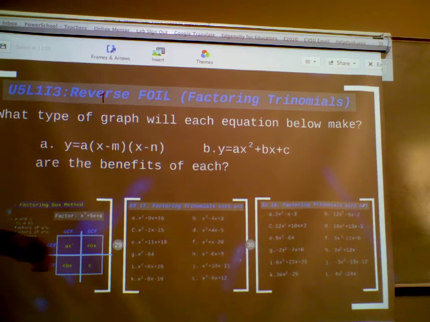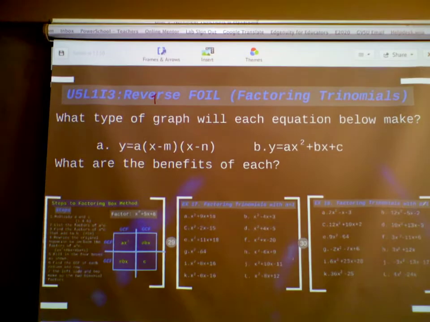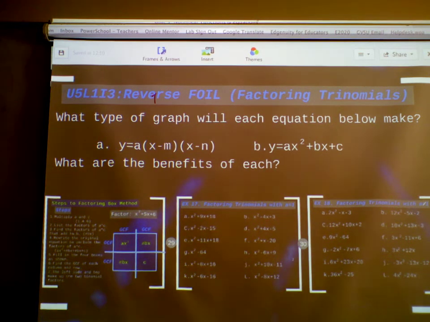So today, Unit 5, Lesson 1, Investigation 3. I wrote reverse FOIL, but it's really factoring trinomials. Now we learned about binomials. What is a binomial? Something has two terms in it, right? Okay, what's a trinomial? Three terms. You guys are smart. Binomial, two terms. Trinomial, three terms.